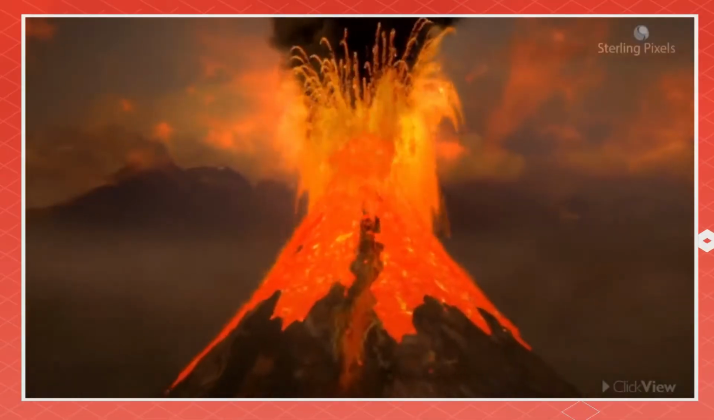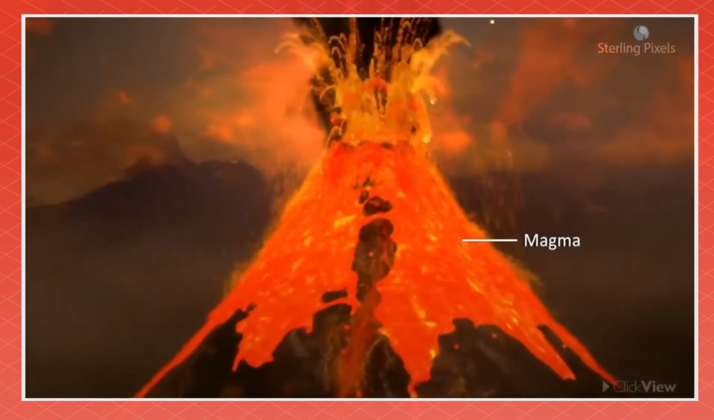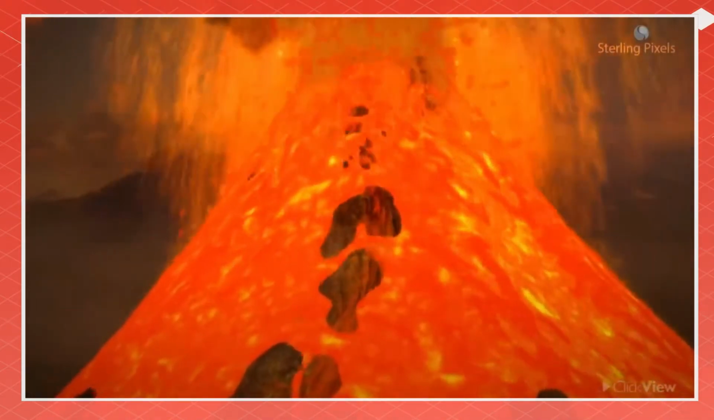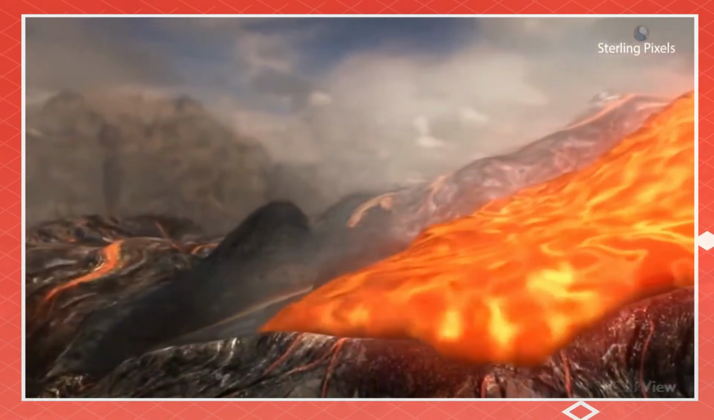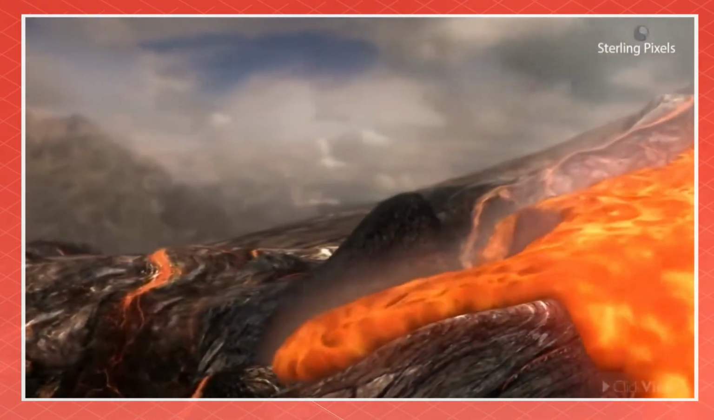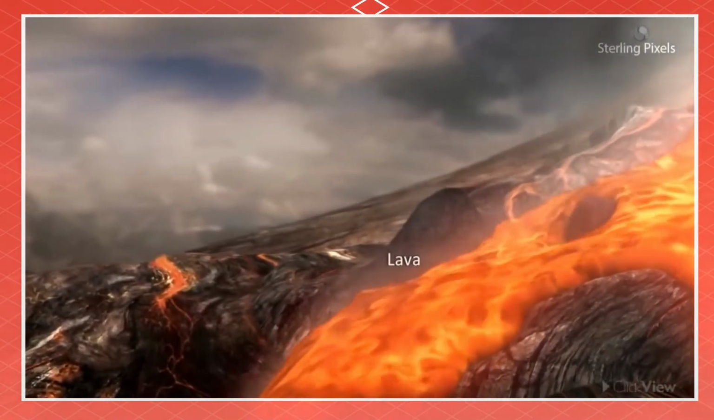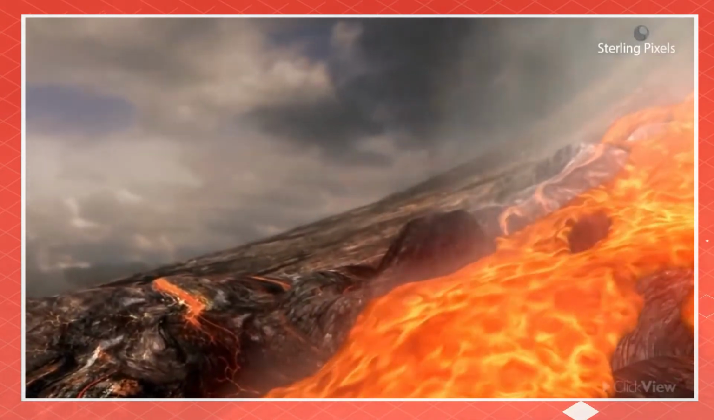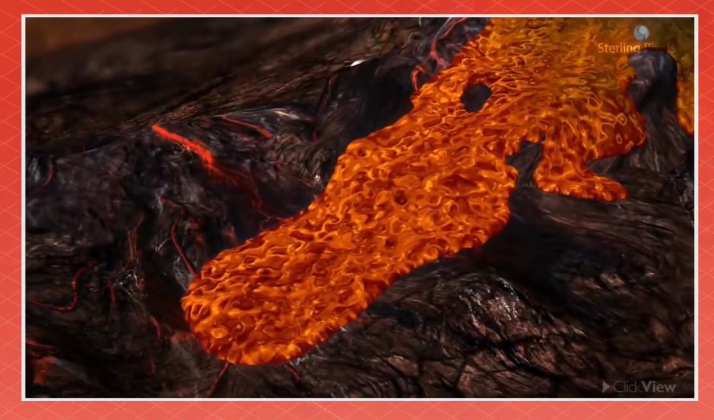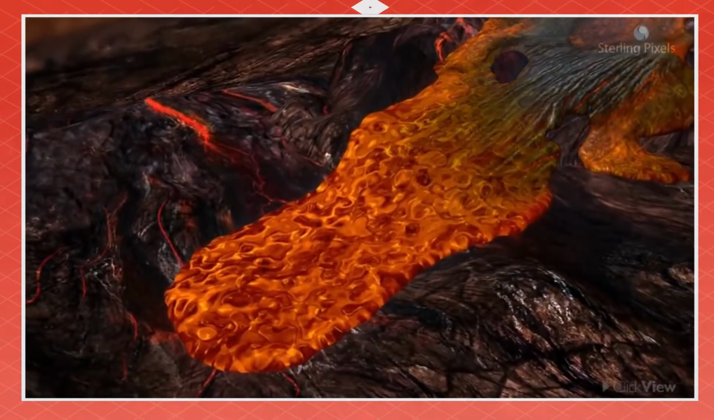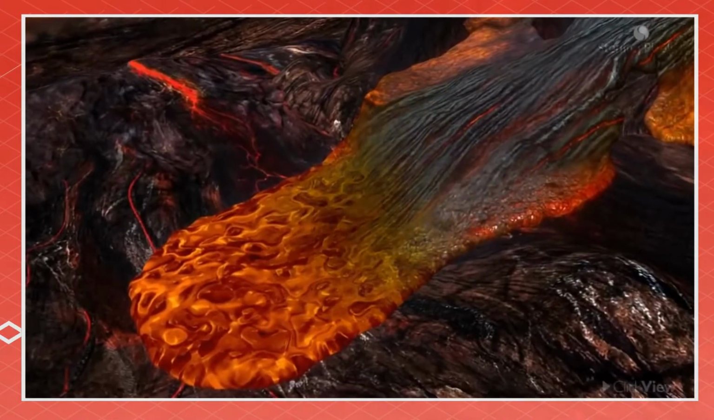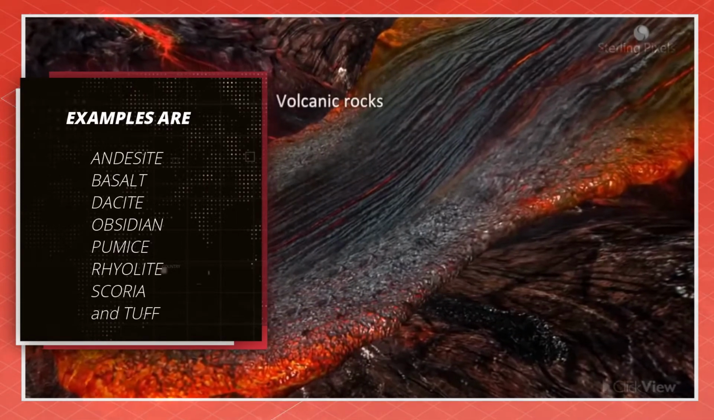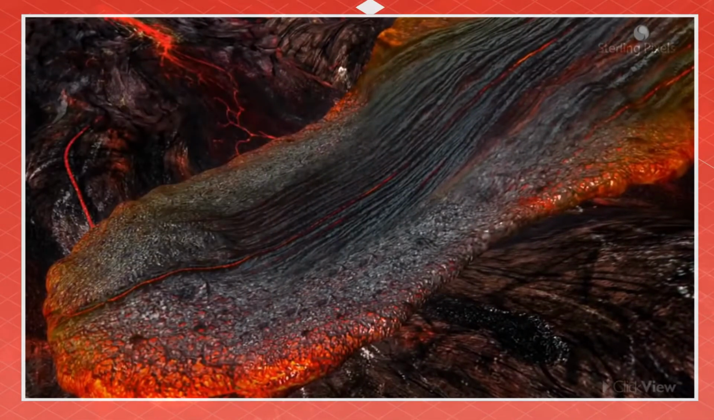When we say igneous rocks, they are the rocks formed when magma cools in the Earth's crust, or lava cools on the ground surface or the seabed. Within a volcano, if the magma cools in the Earth's crust, most probably it will make igneous rocks. Or even after a volcanic eruption, when the lava cools down, it will most probably turn into an igneous rock. Examples of these are andesite, basalt, dacite, obsidian, pumice, rhyolite, scoria, and tuff.